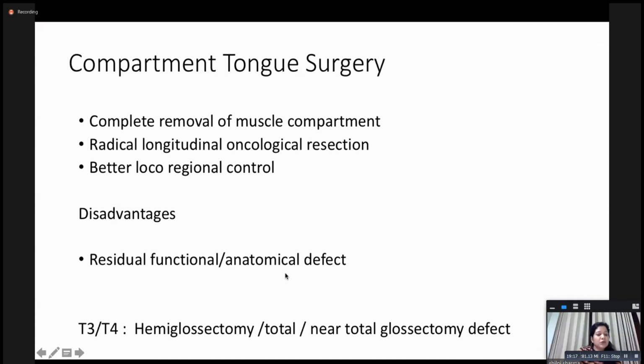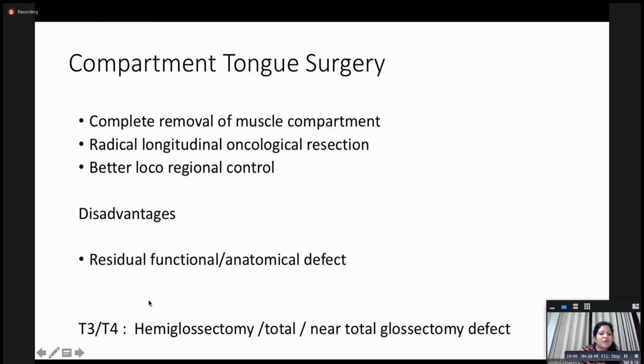So compartment tongue surgery is an interesting concept. It has better loco-regional control. Now we have seen that two groups have published their results. But the problem is that there is a significant residual functional and anatomical defect. So you can understand that for T3 and T4 tumors, removing the whole compartment is fine.